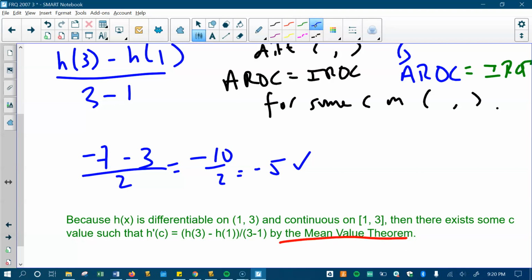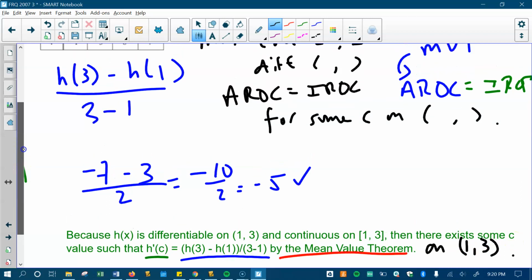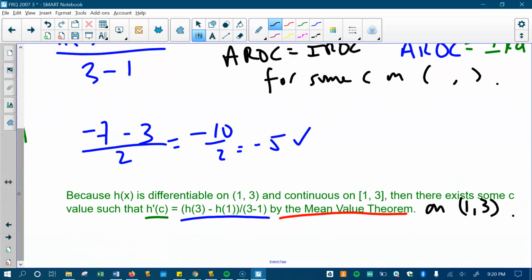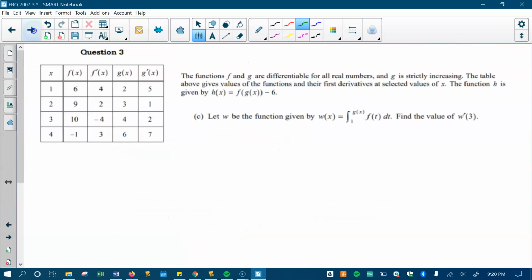And I'm just going to underline this part. This was the blue part. That was the green part that they asked for. I should add on the interval 1 to 3. And actually, hold on, one more thing here. I also want to specify that this was equal to negative 5. Okay, now I can keep going.